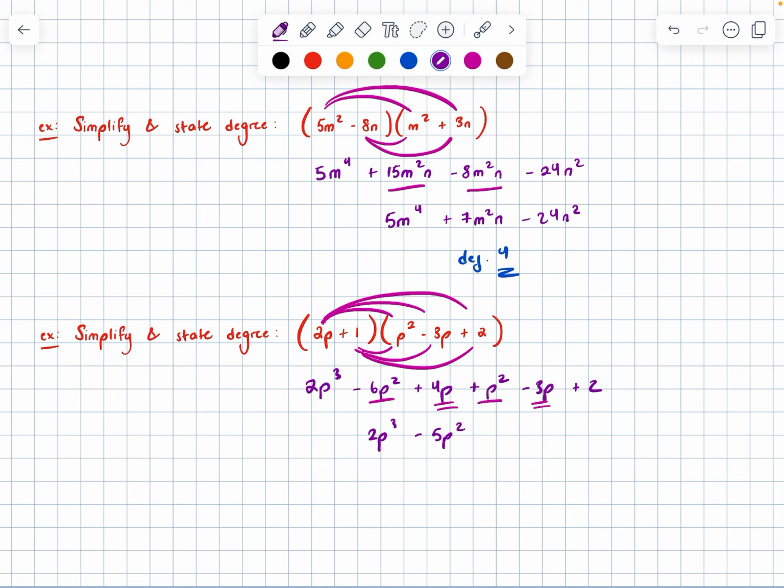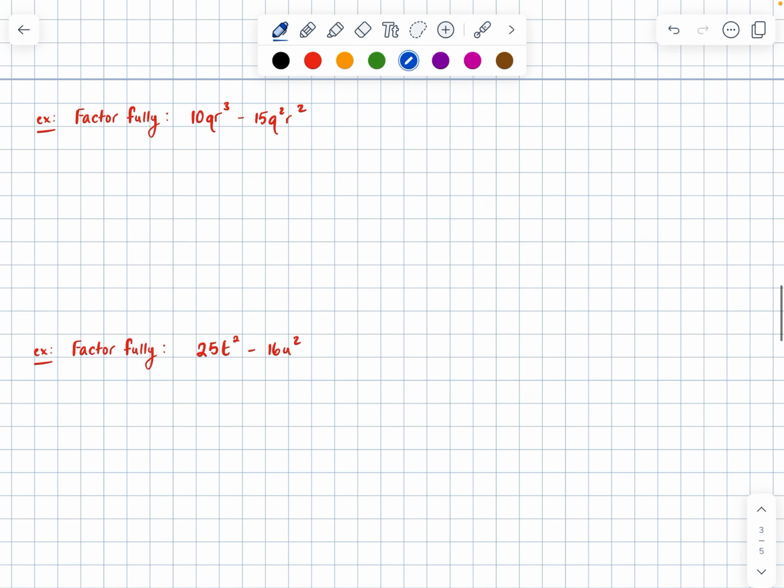A 4p minus a 3p is going to leave me with just a positive 1p, and then my plus 2 bringing up the rear. The degree of my polynomial, once again, it's already in standard form. I'm going to take the degree of my first term. This guy is cubic. Nice! With some simplifying under our belt, let's do some factoring.